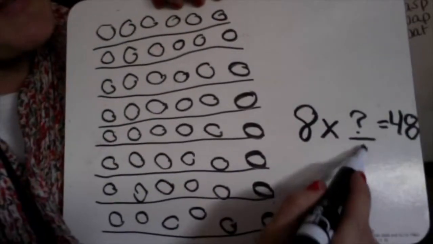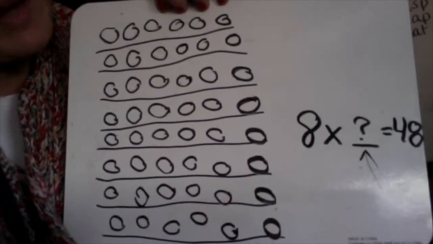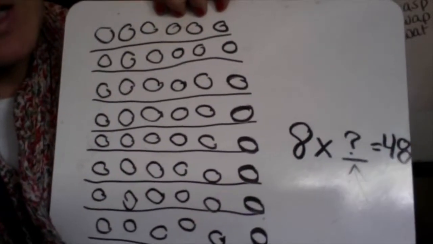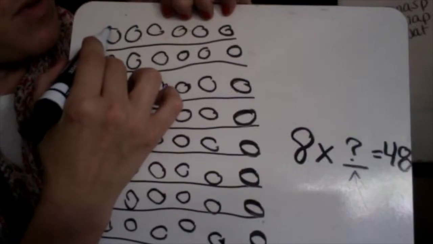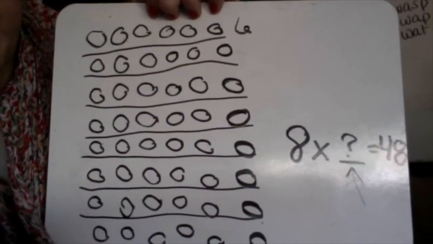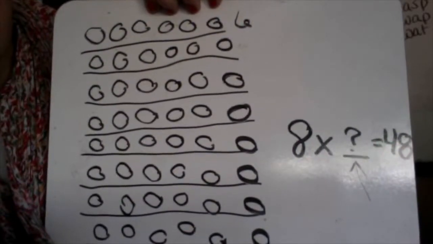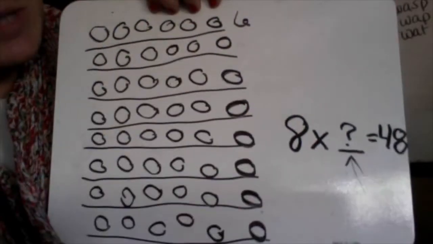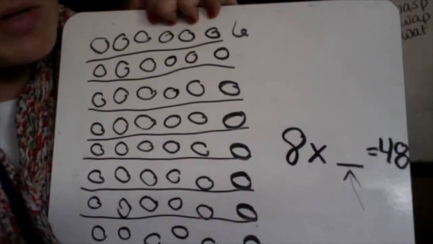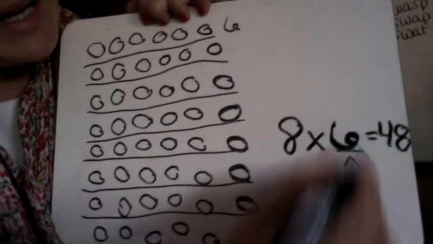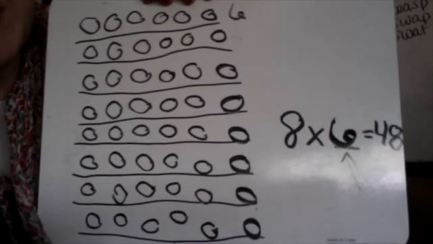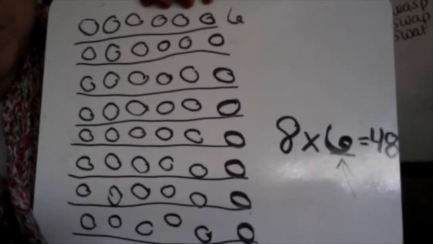So we still need to find this missing number right here. If there are 8 rows, how many can fit in each row? 1, 2, 3, 4, 5, 6. There are 6 spaces in each row. So our number sentence over here is 8 rows times 6 in each row equals 48. So 8 times 6 equals 48.